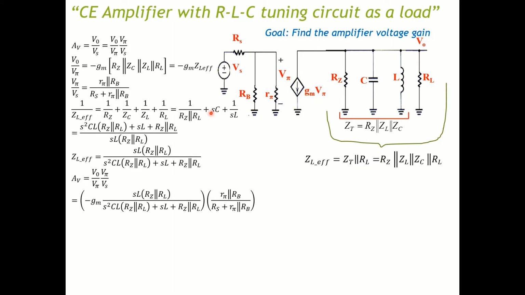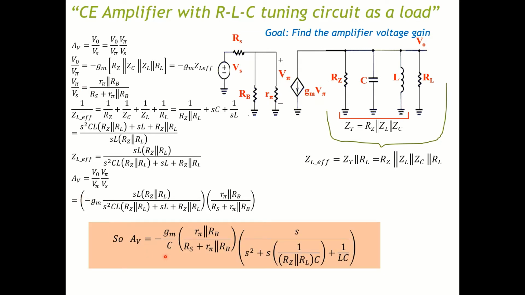Therefore, let me just try to summarize this here. If you want to find the amplifier voltage gain, of course you want to find the relationship between output VO and input VS, right? So all you need to do is find the relationship between an intermediate term, which is V pi. So you use your hybrid pi model. You can basically derive all of this until you have your gain equation.